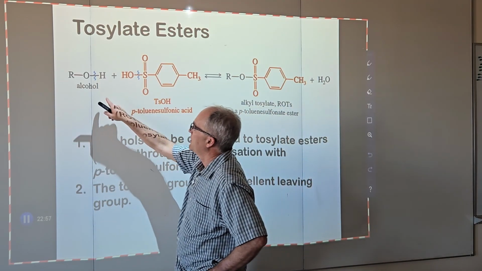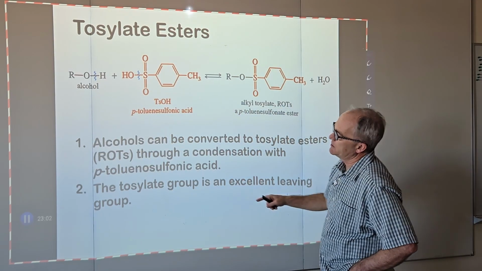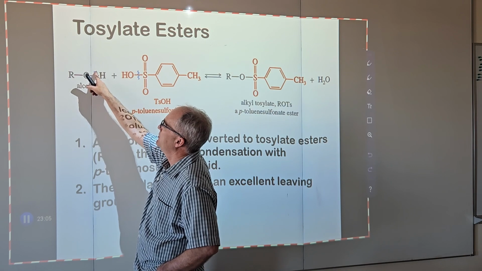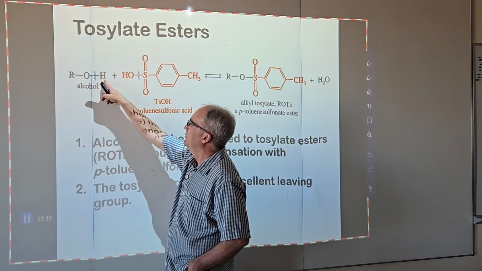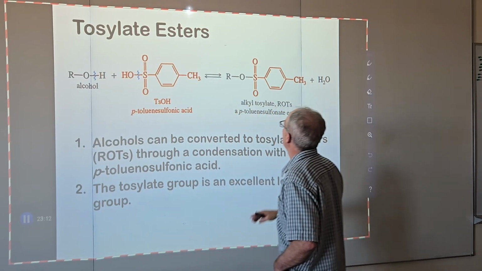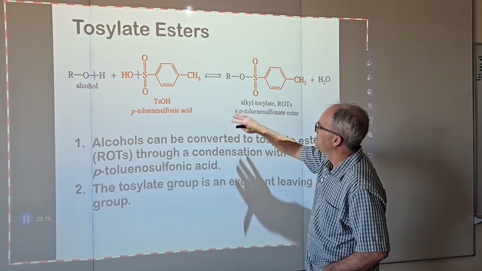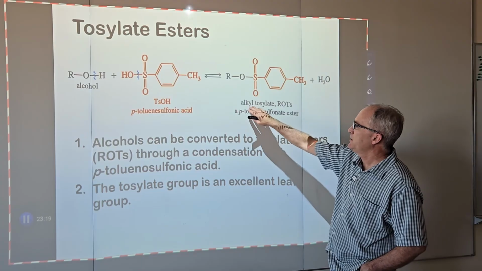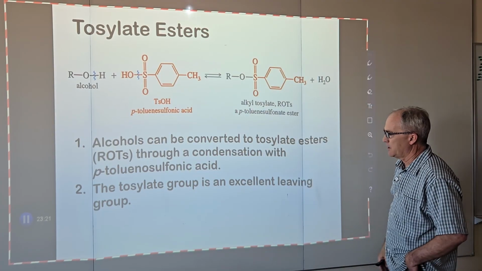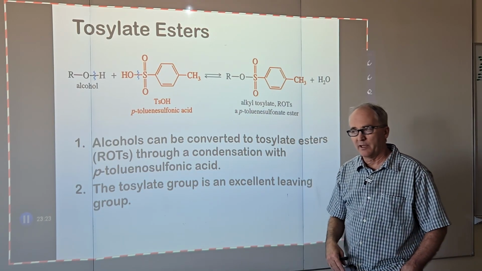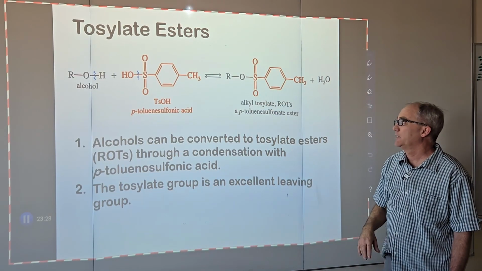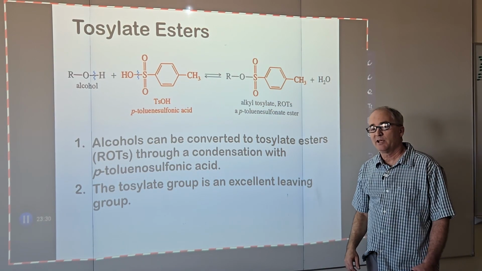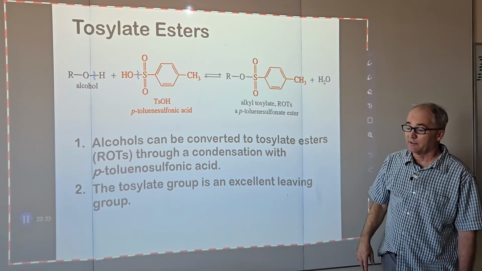And here is an alcohol, and notice this is the bond that gets cleaved, the hydrogen-oxygen bond, and you can see it's like a hydrolysis formed with water, and it's in equilibrium. So this thing here we call an alkyl tosylate. Kind of like if this whole thing was a halogen, we'd have an alkyl halide. But we don't have an alkyl halide, we have an alkyl tosylate.